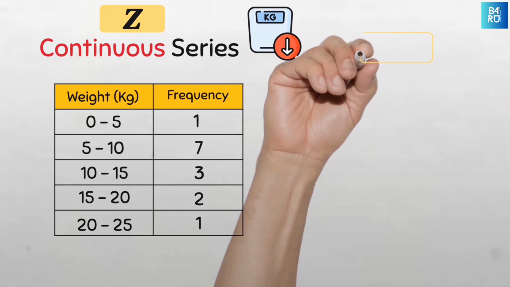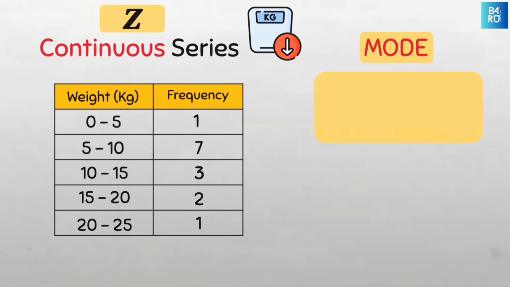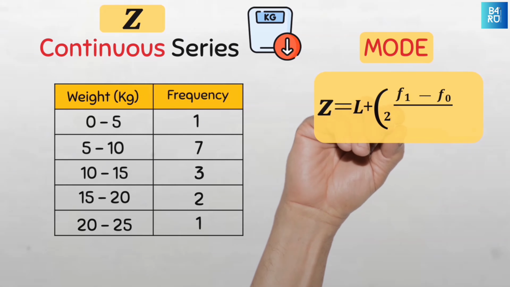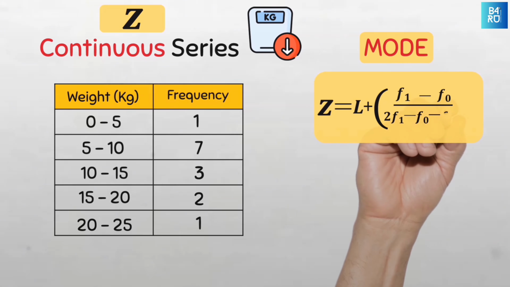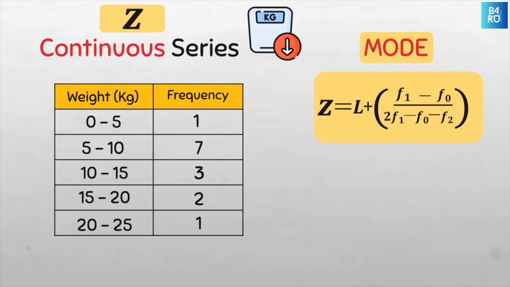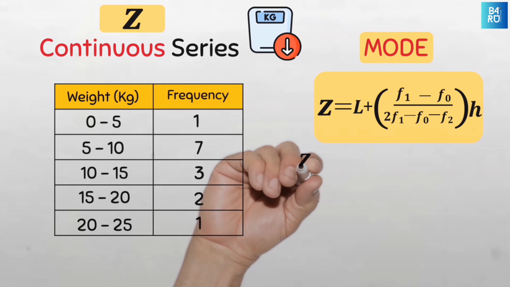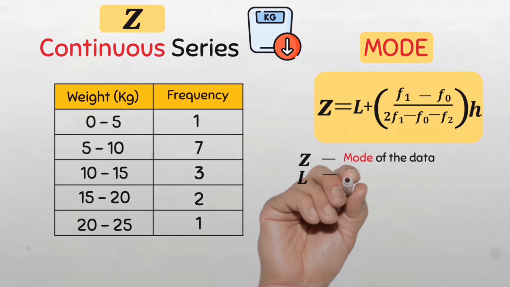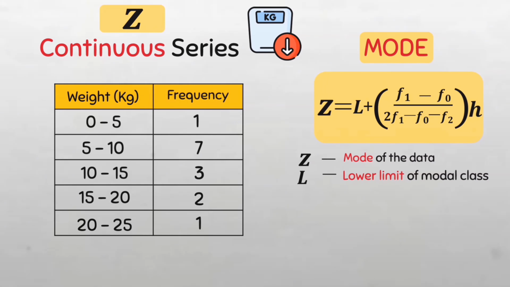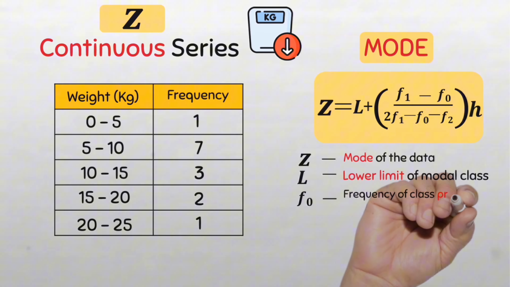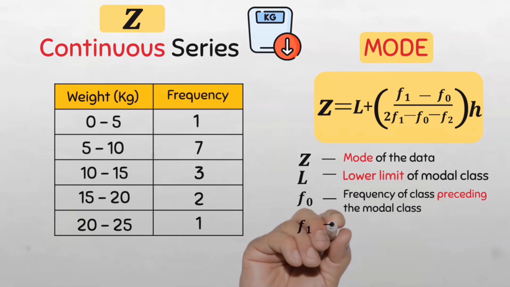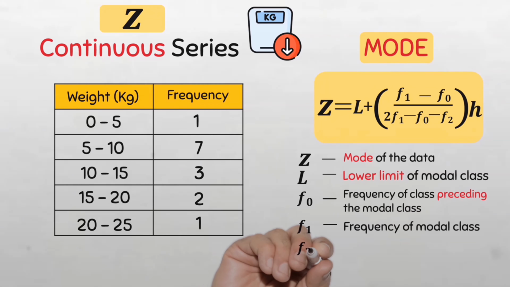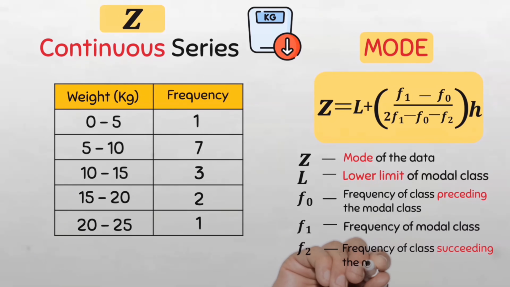Awesome. The mode of continuous series data is given by the formula Z equals L plus open parenthesis F sub 1 minus F sub 0 divided by 2 times F sub 1 minus F sub 0 minus F sub 2 close parenthesis multiplied by lowercase h. Here, Z represents the mode, L is the lower limit of the modal class, F sub 0 is the frequency of the class preceding the modal class, F sub 1 is the frequency of the modal class, F sub 2 is the frequency of the class succeeding the modal class, and H is the size of the class interval.